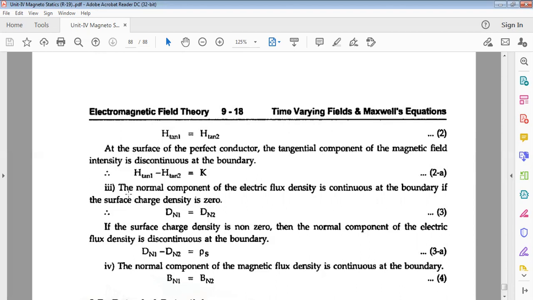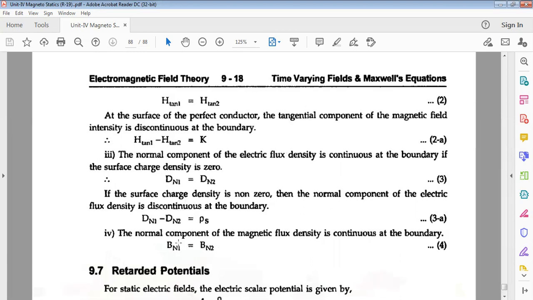Okay, my dear students. The third point: the normal component of electric flux density is continuous. Dn1 is equal to Dn2 if the surface charge density rho s is equal to 0. If the surface charge density is non-zero, it is discontinuous. Dn1 minus Dn2 is equal to rho s. When it is equal to 0, both normal components of the electric flux density in medium 1 and medium 2 are equal. In the same way for the magnetic flux density, Bn1 is equal to Bn2.